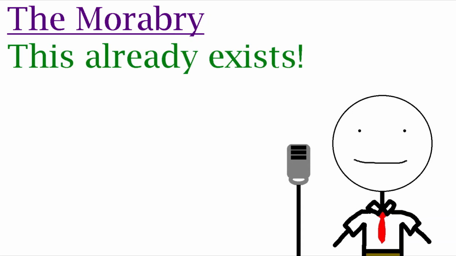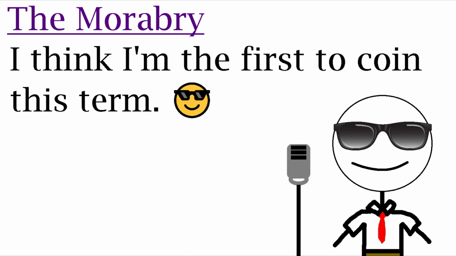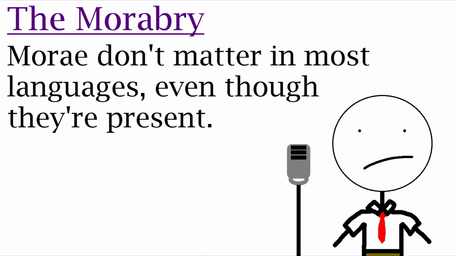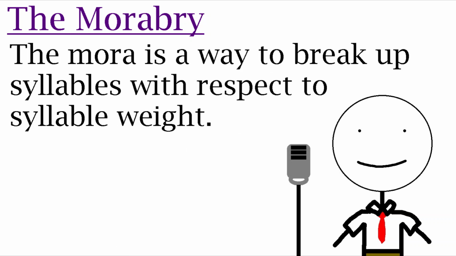The morabri. Technically, this already exists. Hiragana and katakana are already morabric syllabaries, not called morabries because, as far as I know, I'm the first to call it that. The mora is a forgotten unit that has significance in only a few languages, notably Japanese, Sanskrit, and a few others. The mora is essentially a way to break up a syllable with regards to syllable weight.